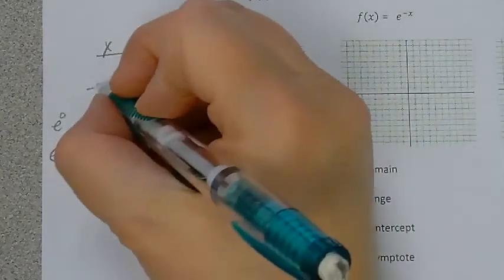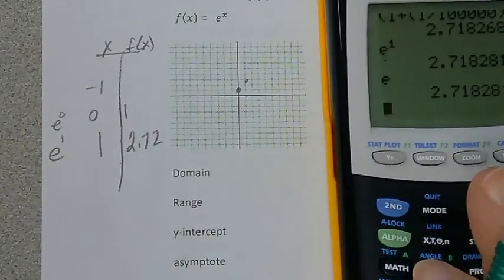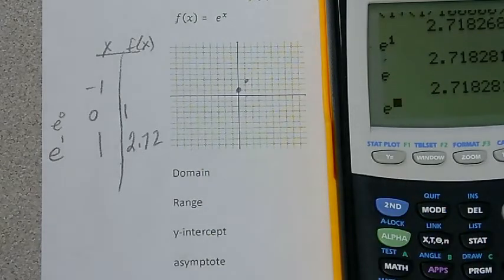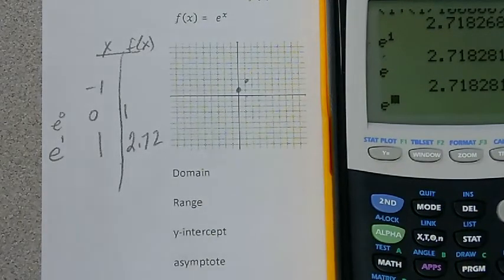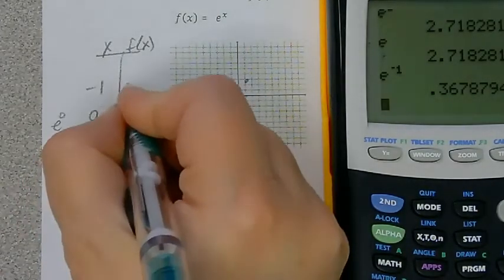Then I would try negative 1. So I'm actually going to punch that into my calculator. I'll type in second ln to get that to pull up. And then I'm going to put negative 1 there. And I get 0.367.